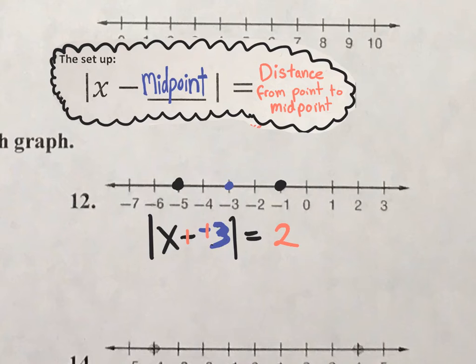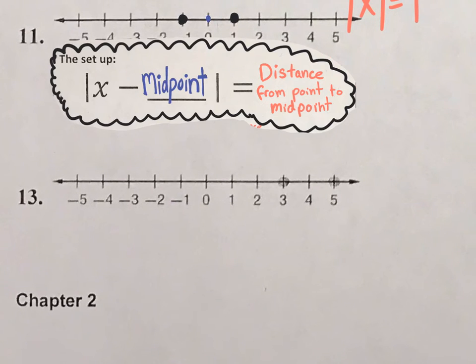So to make this as nice as possible, it's going to be the absolute value of x plus 3 equals 2. Believe it or not, if you were to solve this by doing a positive and a negative situation, you will get the answers -5 and -1. Let's move on to number 13.